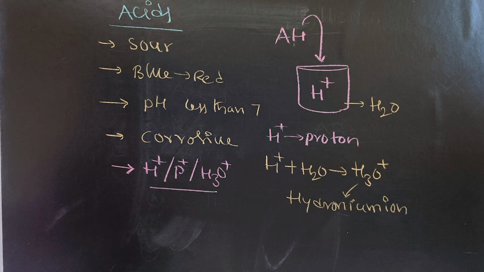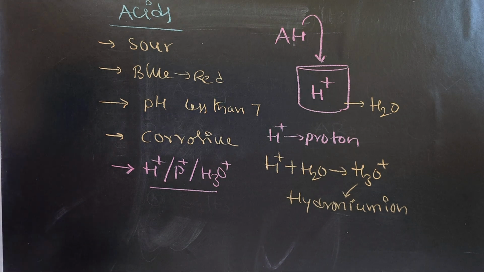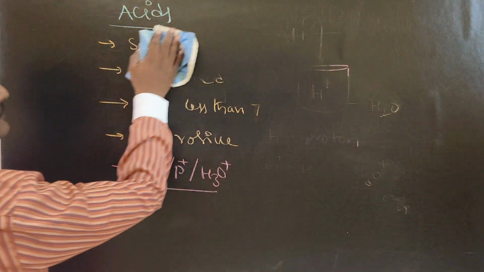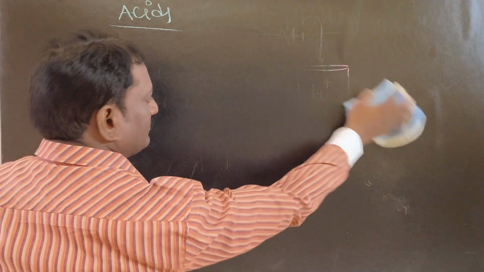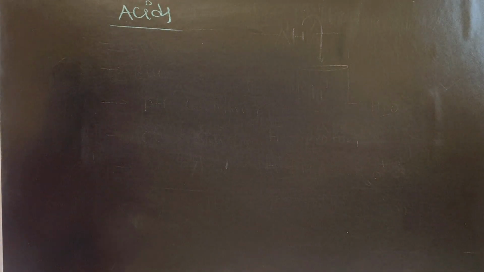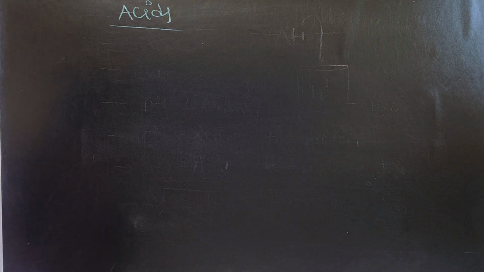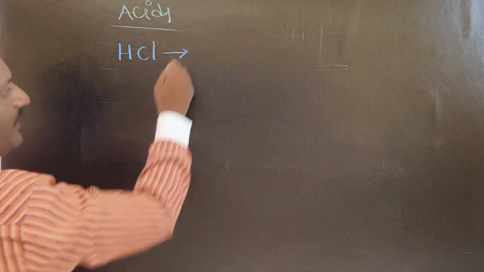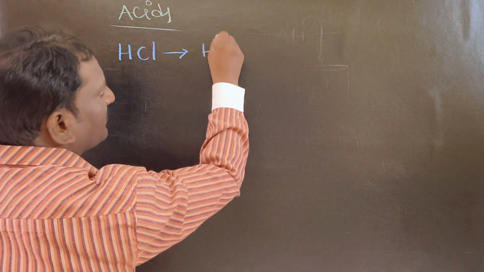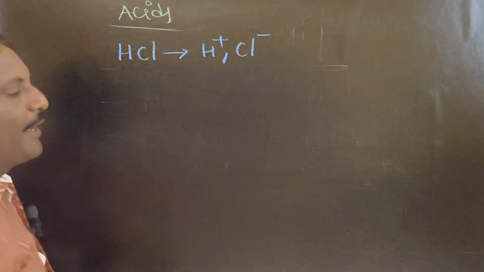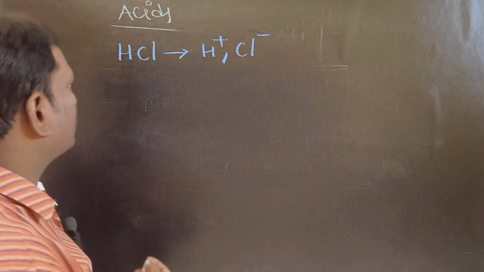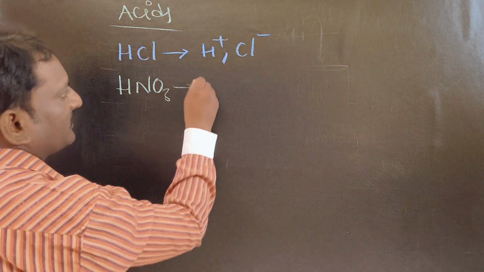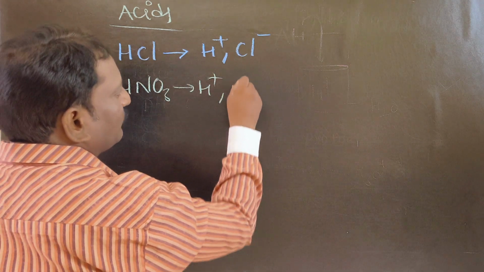Now let us have a talk regarding examples of acids. I would like to give 7 examples. Please make a note of it. Hydrochloric acid: when it is dropped in water, it splits up into H plus and Cl minus ion. Hydrochloric acid is also called muriatic acid. Nitric acid, HNO3, splits up into H plus and NO3 minus.